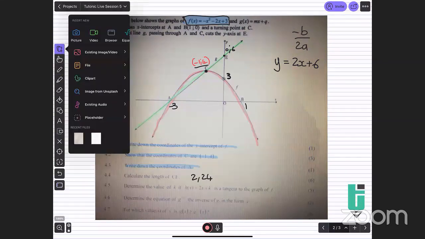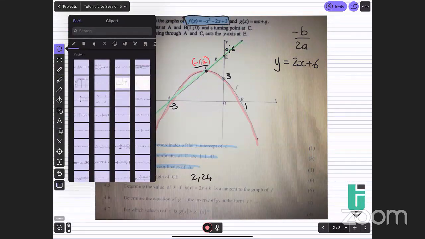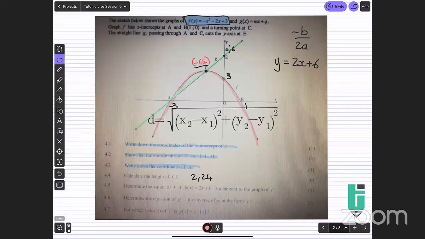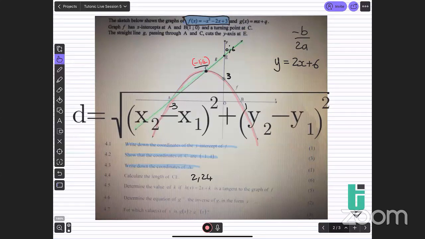Just to recap, the distance formula, I'm sure you all know it: you take the two x values, subtract them, the two y values, subtract them, and square each, and take the square root. I like to think of it as the x value subtracted, squared, plus the y value subtracted, squared, all square rooted.